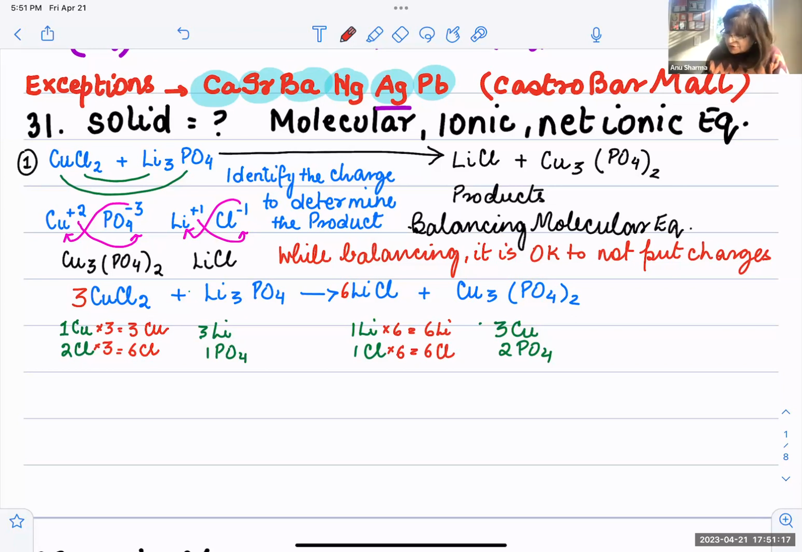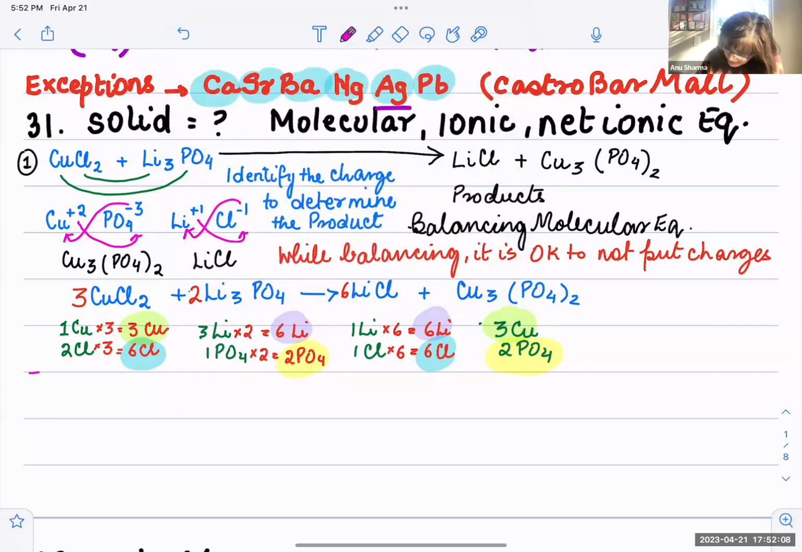Lithium is 3 on one side and 6 on the other side. So to make it 6, the common multiple, you put 2 here. This is 3 times 2 and 1 times 2, so that 2 applies to both. So this becomes 6 lithiums and 2 phosphates. Is this balanced now? Yes. Phosphates: 2 here, 2 here. Coppers: 3 here and 3 here. Chlorines: 6 here, 6 here. Lithium: 6 here and 6 here. So everything is balanced. This is a balanced molecular equation.